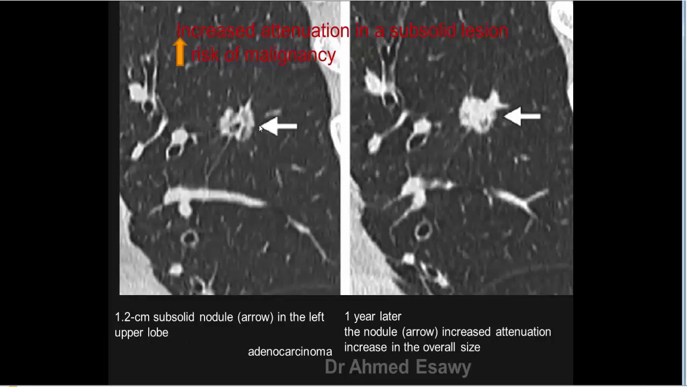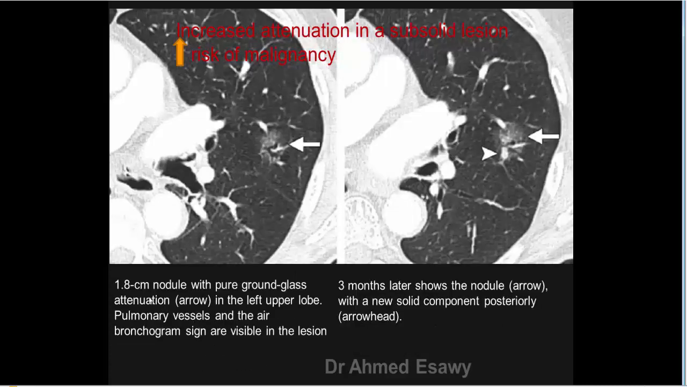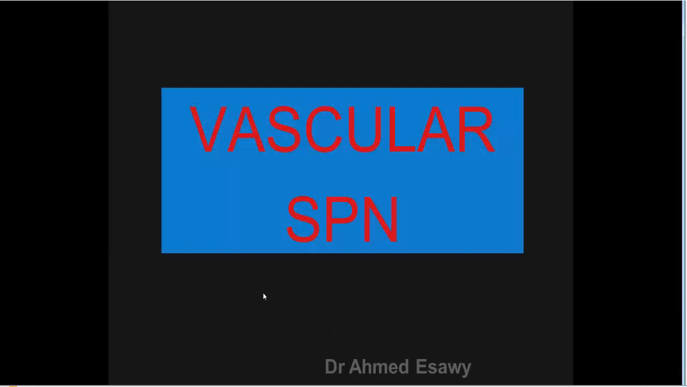This is a subsolid nodule in the left upper lobe, and 1 year later the nodule increased in attenuation and size, compatible with adenocarcinoma. This is also a nodule with pure ground glass attenuation in the left upper lobe. Pulmonary vessel and air bronchogram sign are visible in the lesion. 3 months later, the nodule has a new solid component. Vascular solitary pulmonary nodule.